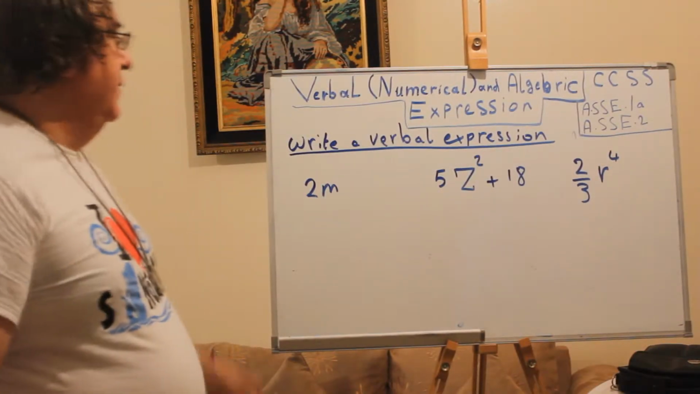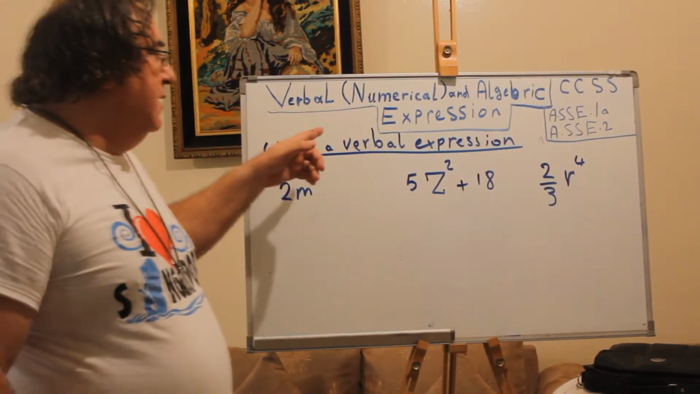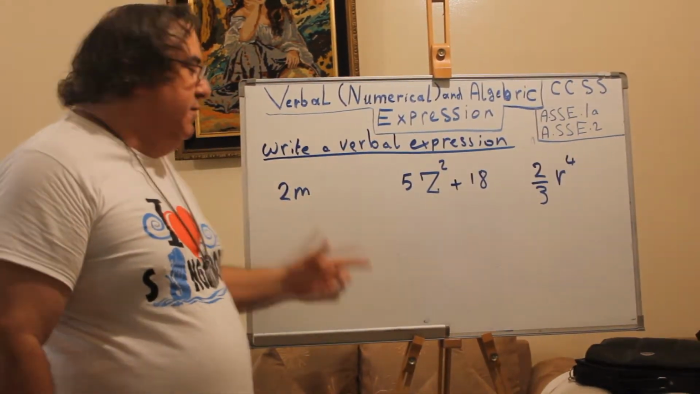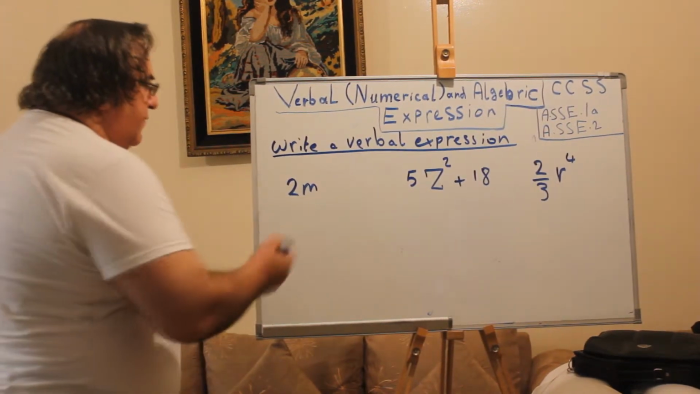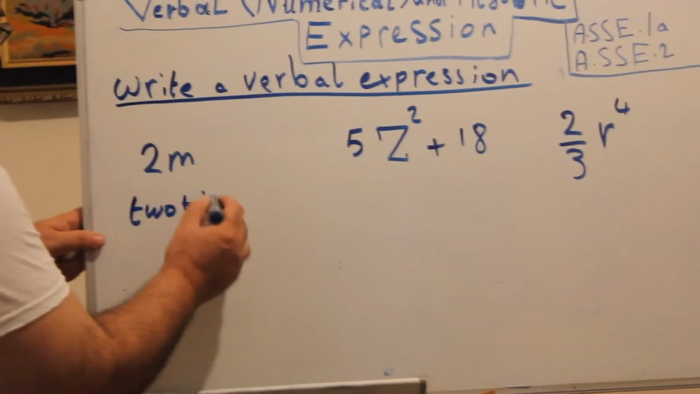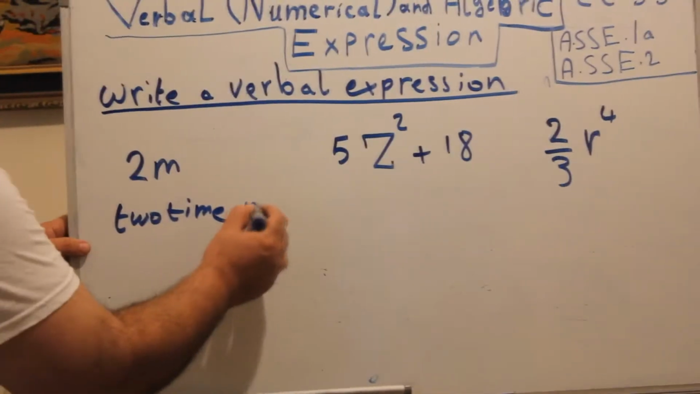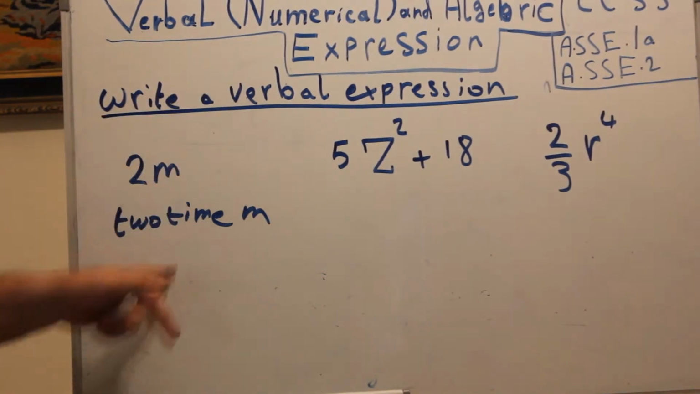Now, if he gives you an algebraic expression and he's asking you to write it in a verbal expression, how will you write it? We say, for example, 2 times m. That's simple. So this is the verbal expression.